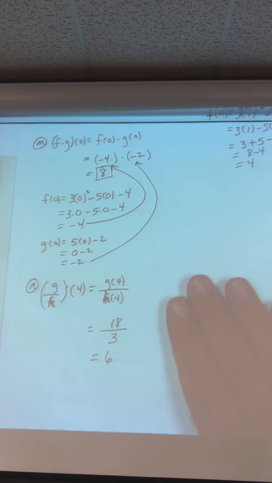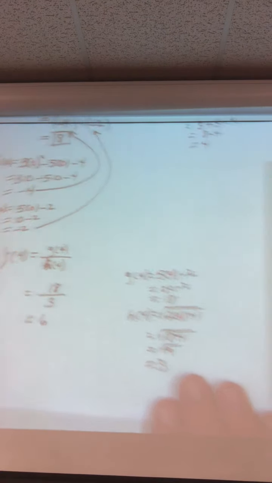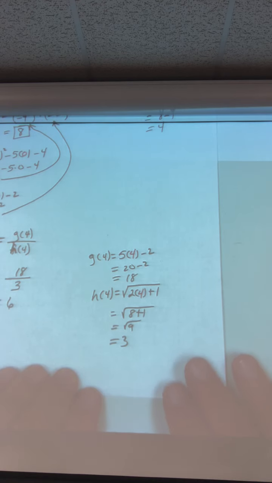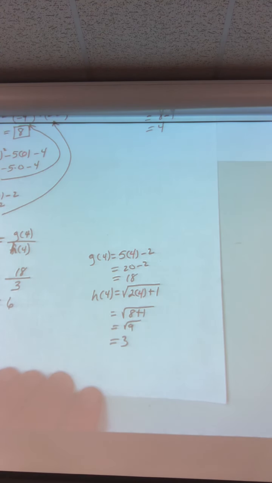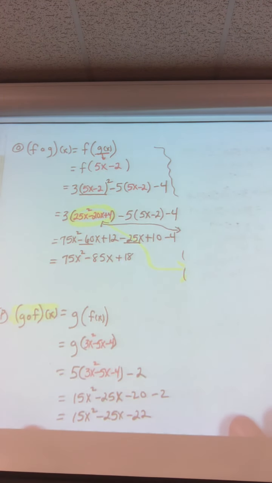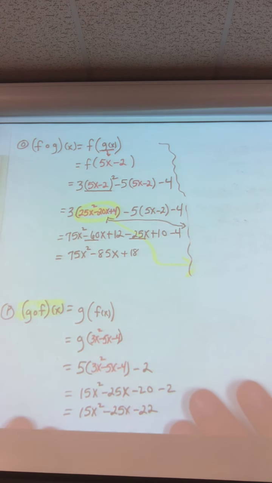Pause the video now and copy this. And then over to the side of this problem right here, now write that. Pause the video now. Okay, that no more. I'm done with that. So. Okay, pause the video now. Copy these two examples.